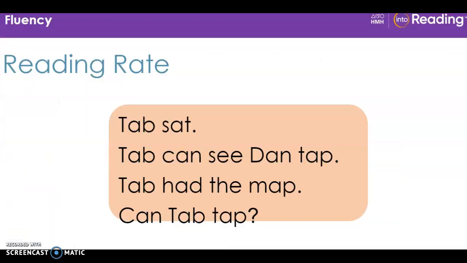Next, we're going to read some sentences and practice the habits of good readers. With practice, good readers learn to read at smooth, regular rates. This means that they read the words at about the same speed as when they are talking. This helps both the reader and listeners understand what is happening in a story or other text. I'm going to read some sentences to show you what I mean. Follow along as I read.